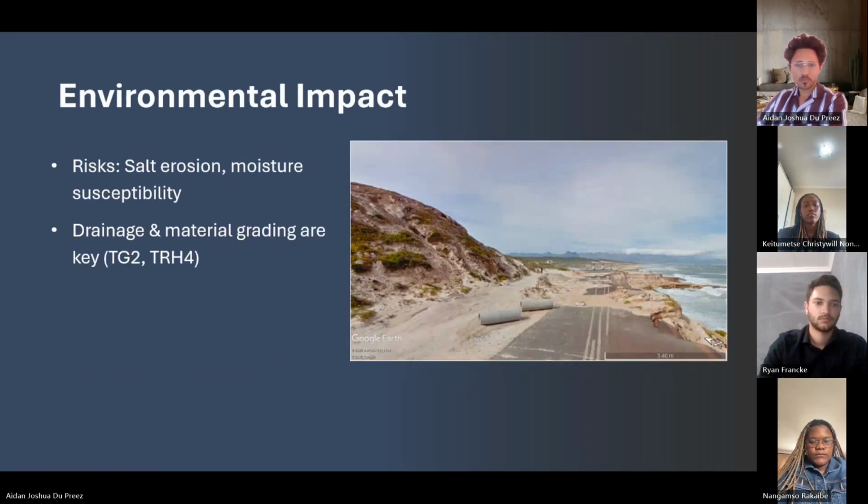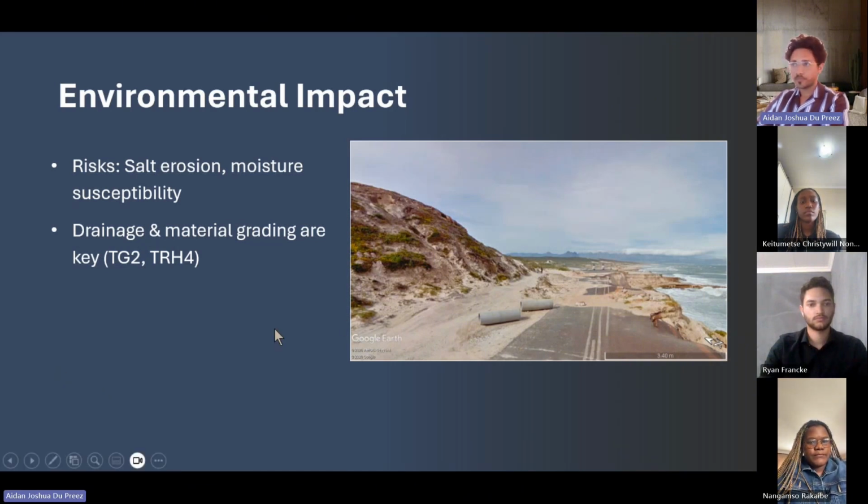Environmental impact. Coastal areas often face salt erosion and moisture penetration, which weakens road materials. The technical guidelines recommend countering these effects by adding proper drainage systems to remove water quickly, using materials with low permeability to block water infiltration, and applying weather-resistant materials as the TRH4 advises to extend the road's lifespan.